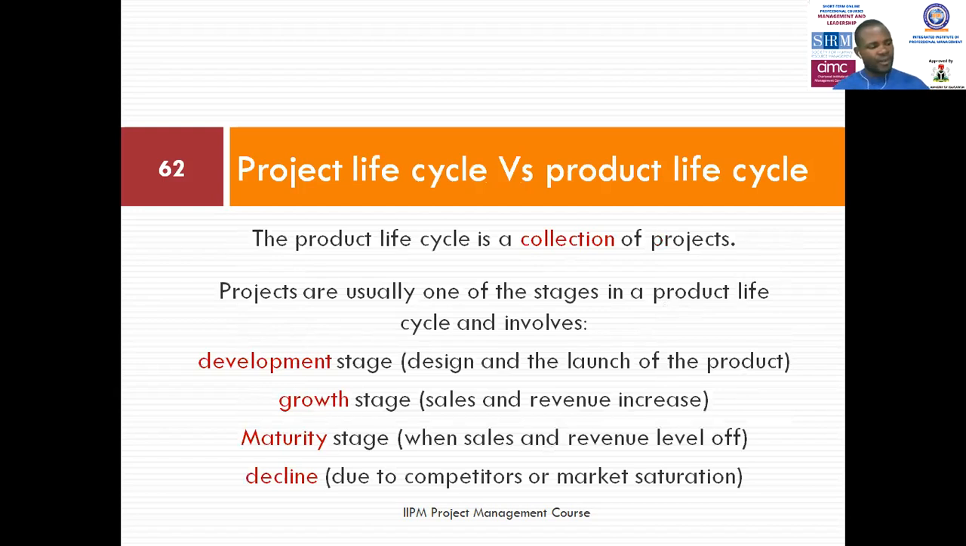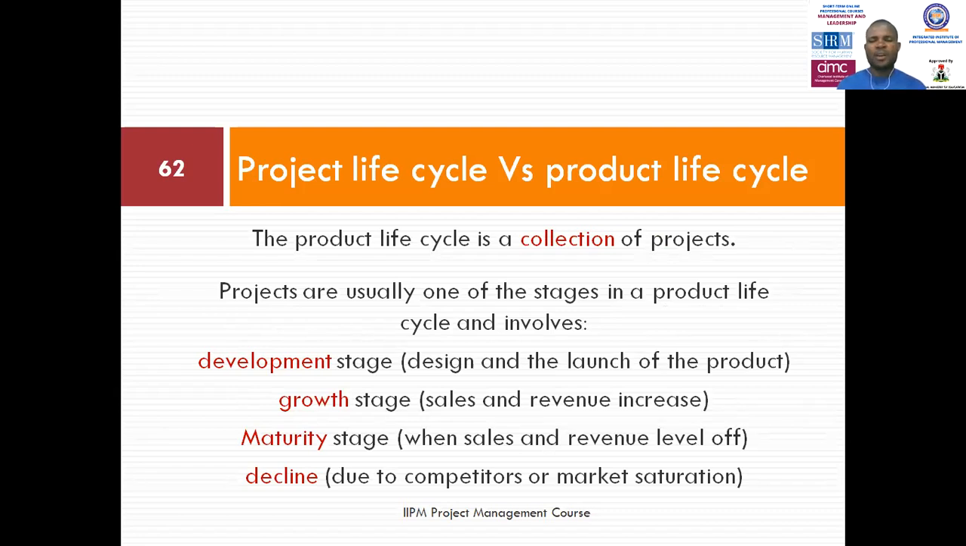Now, before we take a short break, let's quickly look at project life cycle versus product life cycle. The product life cycle is a collection of projects, like businesses are made up of projects. That's what this is trying to tell us.